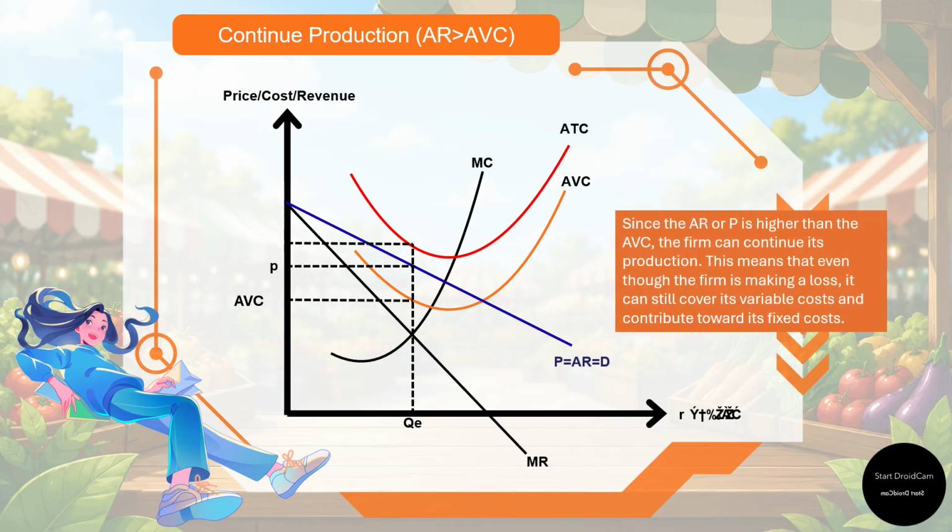Although the firm is making a loss, it should continue production in the short run. Why? Because its revenue is sufficient to cover all variable costs and also contributes towards part of its fixed cost. So remember, a loss does not automatically mean shut down. As long as AR is greater than AVC, the firm can continue operating.